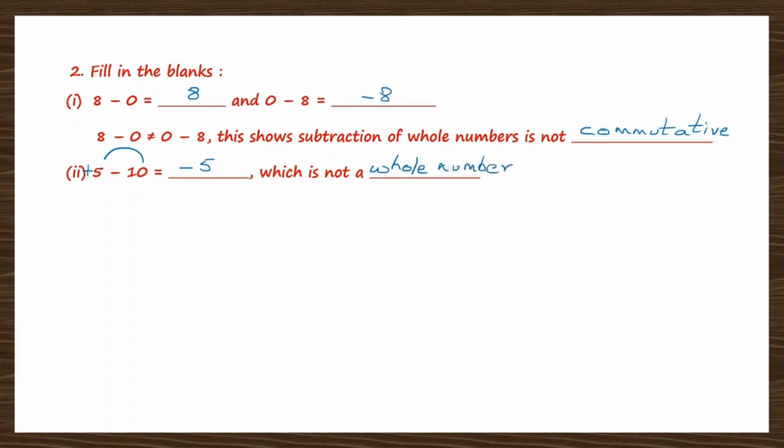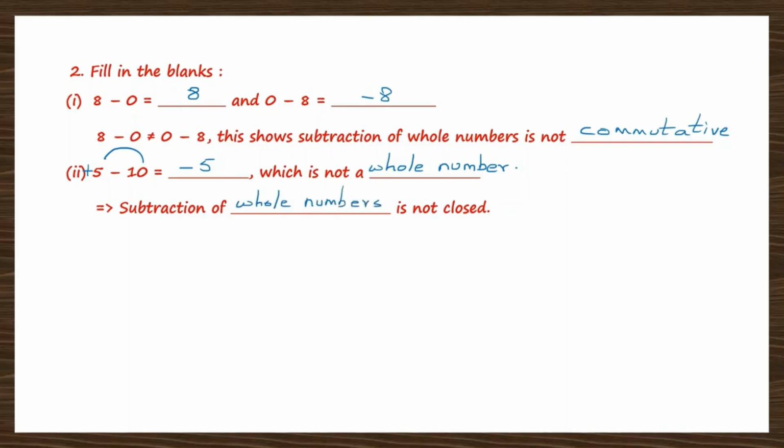Now, let's continue. This means subtraction of whole numbers. Subtraction of whole numbers is not closed. That means we are talking about a closure property. What does the closure property say?